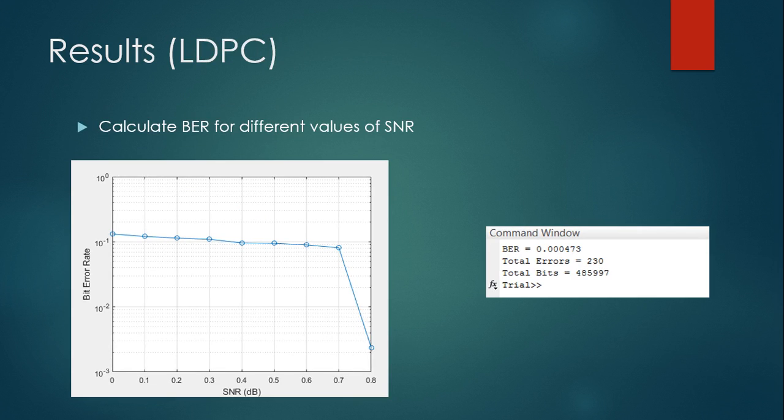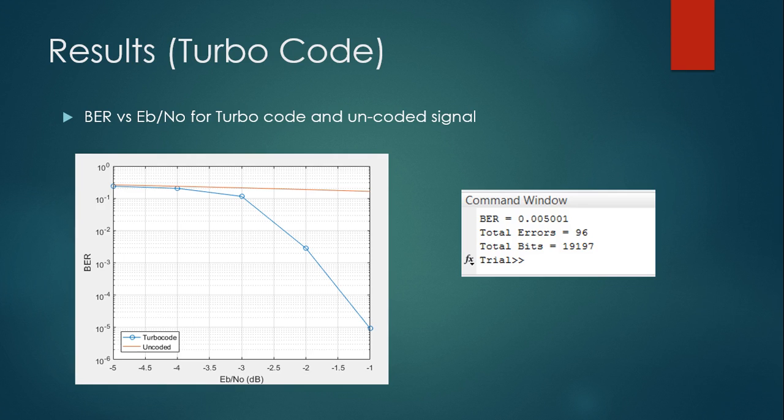And this is the result for LDPC code. Similarly, I have changed the values of signal to noise ratio, and I have calculated the bit error rate for different values of signal to noise ratio, and I have plotted them. And on the right side, I can see the output for the LDPC encoder and decoder. This is a separate MATLAB script.